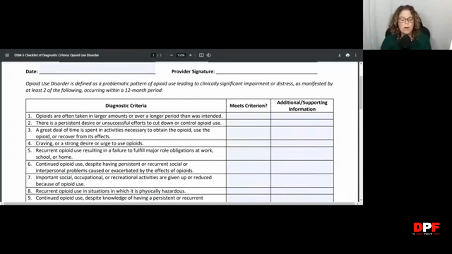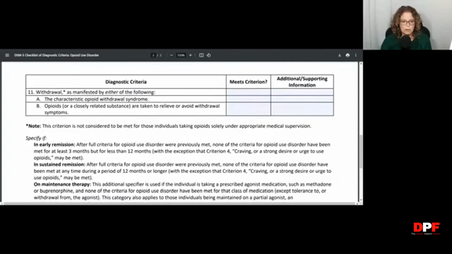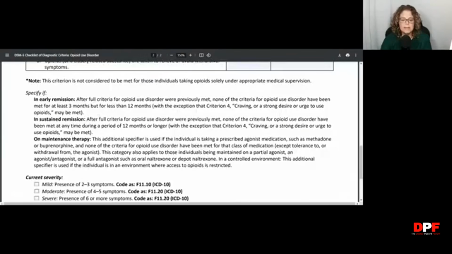Now, before we go through all of them, when they're talking about withdrawal and tolerance, they say this criterion, so tolerance and withdrawal, are not considered to be met for individuals taking opioids solely under appropriate medical supervision, meaning you should not be able to diagnose someone taking either opioids for chronic pain or even Suboxone or methadone for OUD with this mild opioid use disorder just because there's tolerance and withdrawal, because that is going to happen with anyone taking daily opioids. So they put that caveat in there, much to the dismay of people like Andrew Kolodny and Prop, but that's beside the point.